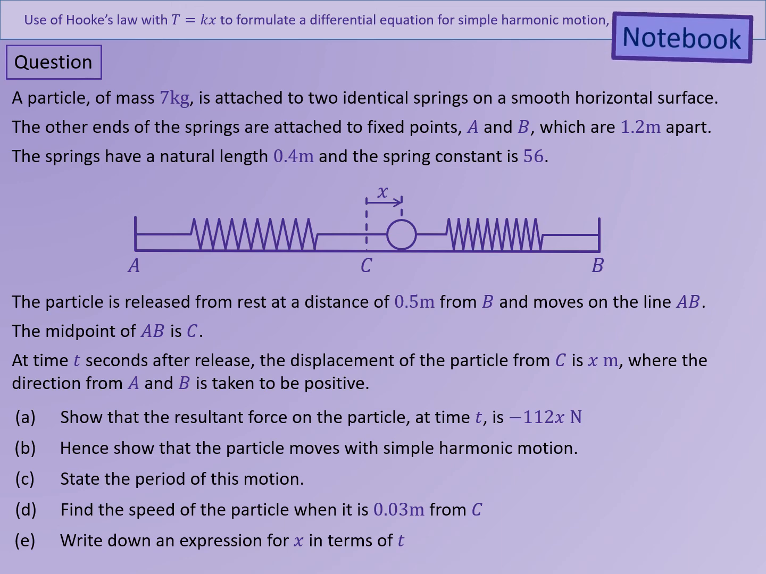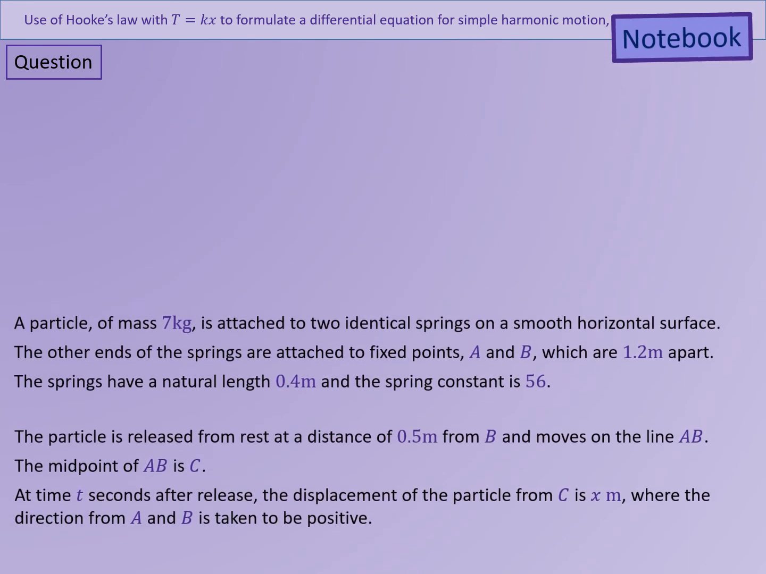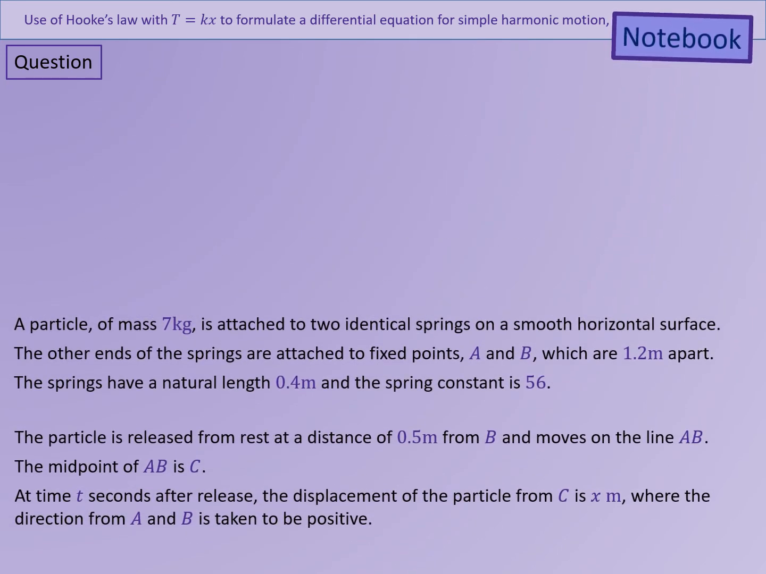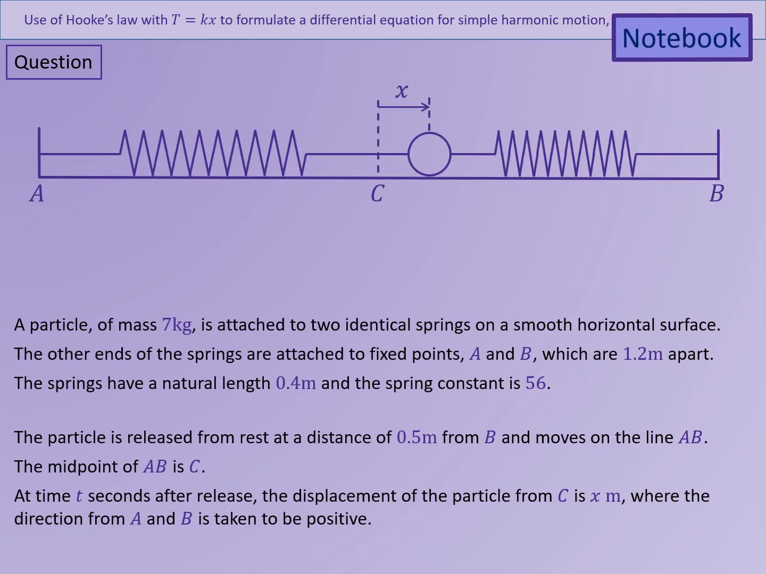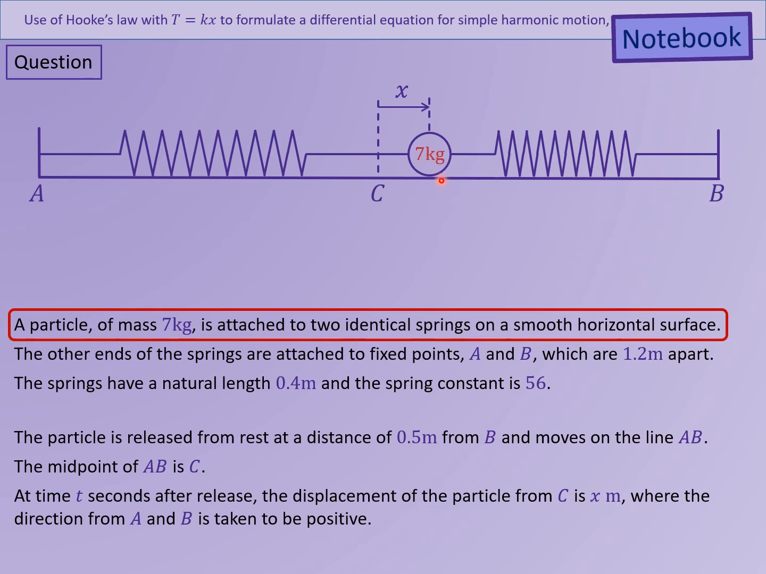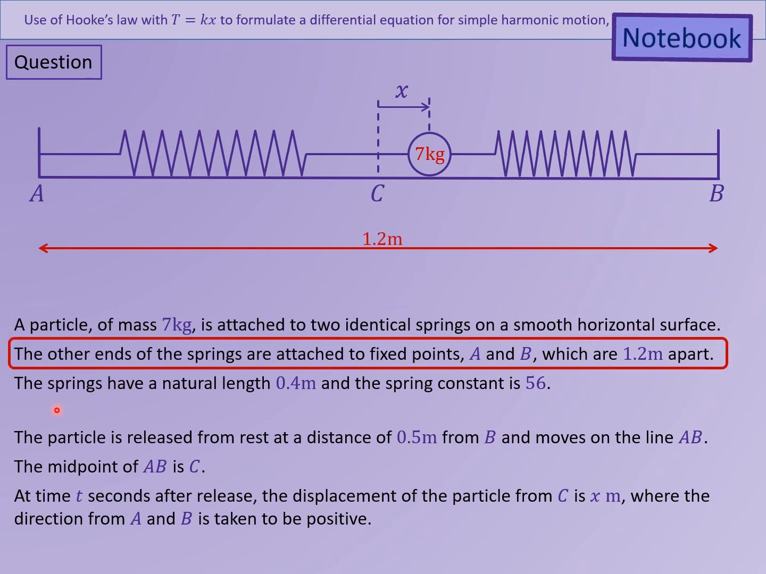Okay, so before I attempt the questions, I'm going to put all the information on my diagram. I'll take the bits of information and put them on the diagram, and then I can work from the diagram rather than the words. So there's the diagram that was given to me. One thing I do know is that the mass is 7 kilograms, so let's record that. Two identical springs are attached, so they'll have the same spring constant. Next, the other ends of the springs are attached to two fixed points 1.2 meters apart. So I can substitute that in quite easily.